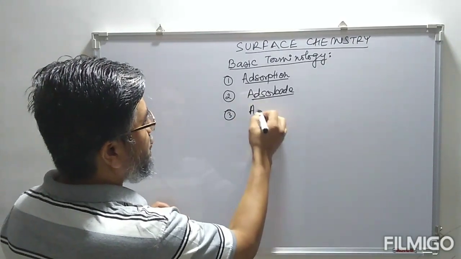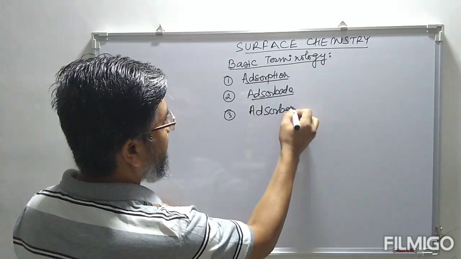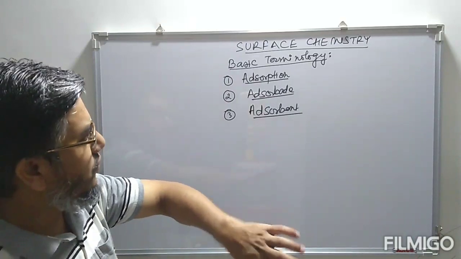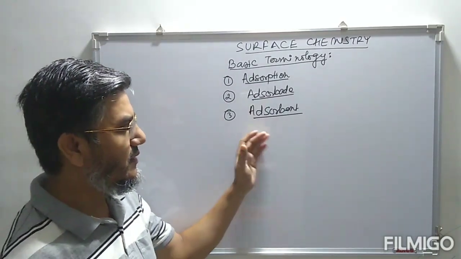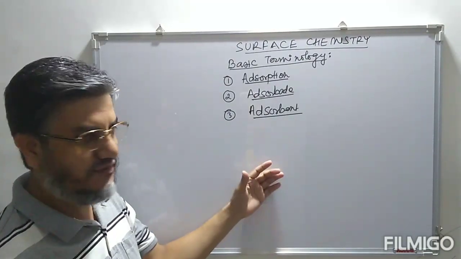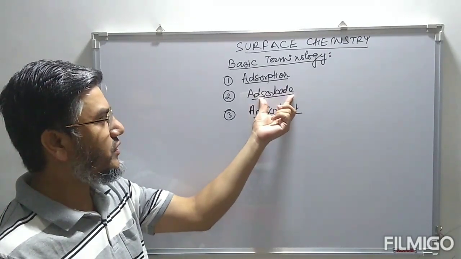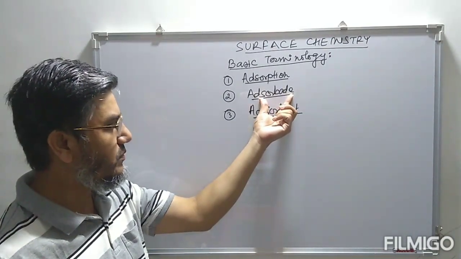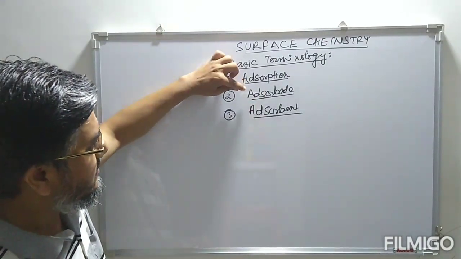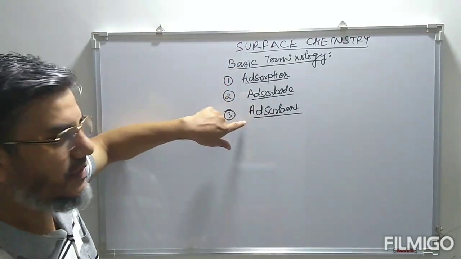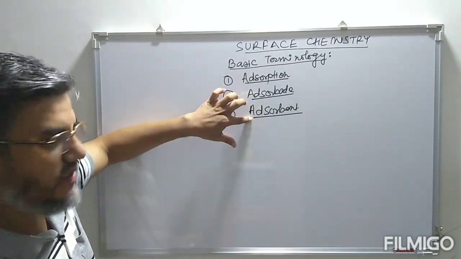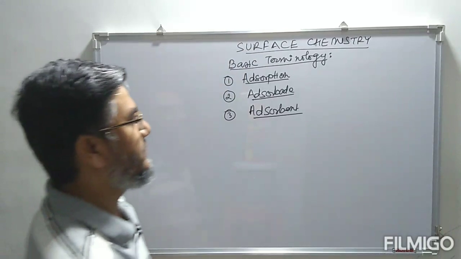Then we have adsorbent. When molecules of adsorbate are retained at the surface, the substance whose surface the adsorbate molecules adsorb on is known as adsorbent. This is something like the solvent, as the adsorbate is like the solute. So molecules of adsorbate adsorb on the surface of adsorbent, and the process is known as adsorption.